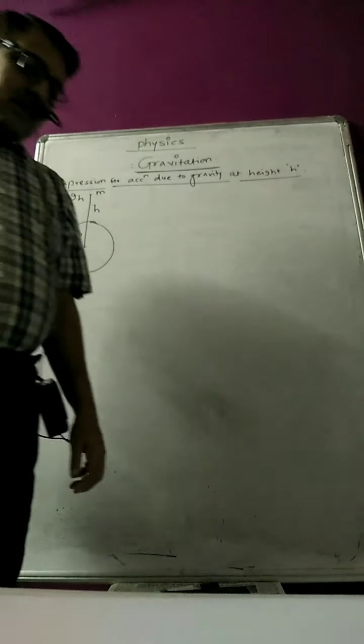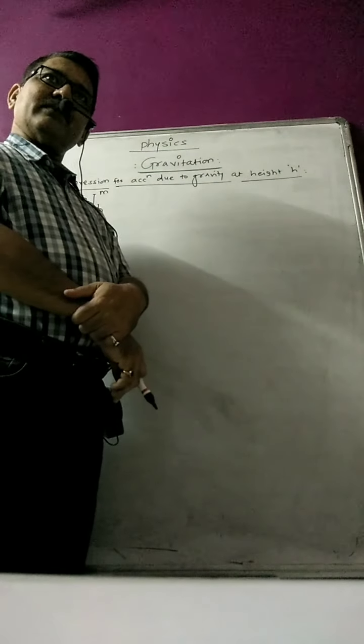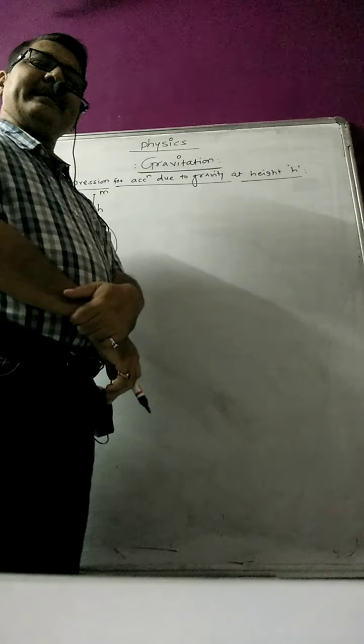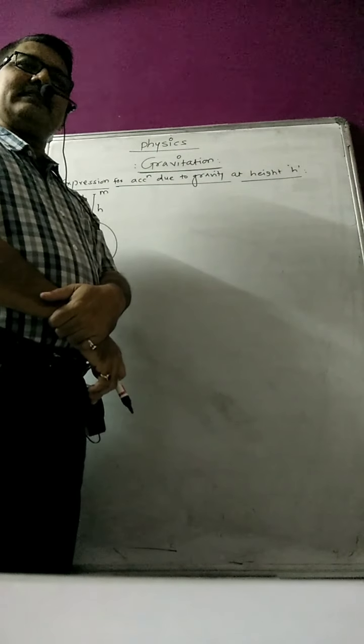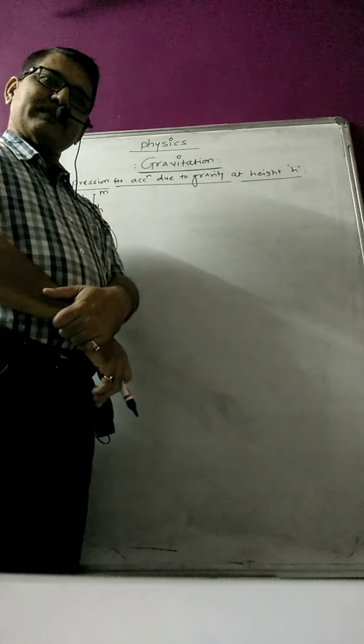We have already calculated that if any body is thrown vertically upward, it falls towards the earth's surface only due to acceleration due to gravity. Acceleration due to gravity works because of the gravitational force acting on the body, F is equal to G m1 m2 upon r square. If I put F is equal to m into g, then after calculating, we get g is equal to GM by r square. So that expression we have learned.